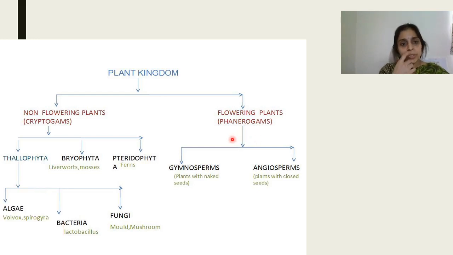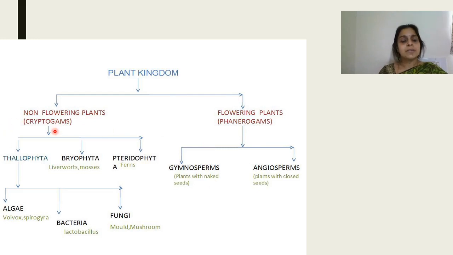Today, in this particular video, we'll be discussing the plant kingdom, mainly the sub-kingdoms. The characteristics of the plant kingdom have already been covered, so we'll go with the sub-kingdoms. The sub-kingdoms are cryptogams and phanerogams. Cryptogams are non-flowering plants and phanerogams are flowering plants.